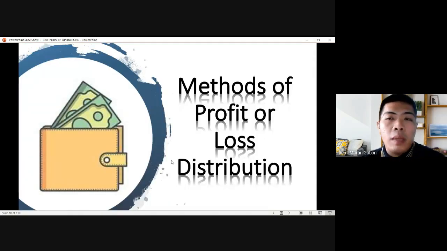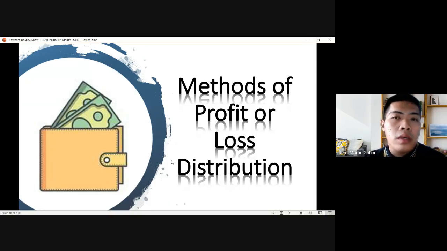Let's proceed with the methods of profit or loss distribution. So earlier we have an overview of what is salaries, what is interest, and what are bonuses. Okay, so those three are the common items in the distribution pertaining to partnership operation. Now, we're going to talk about the methods naman. Okay, methods of profit or loss distribution.